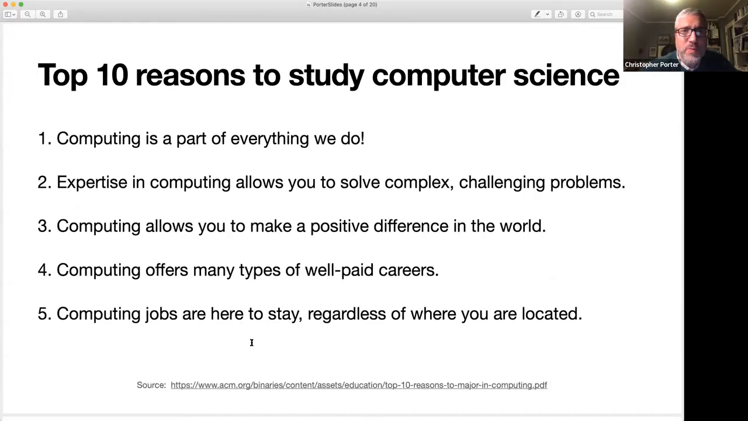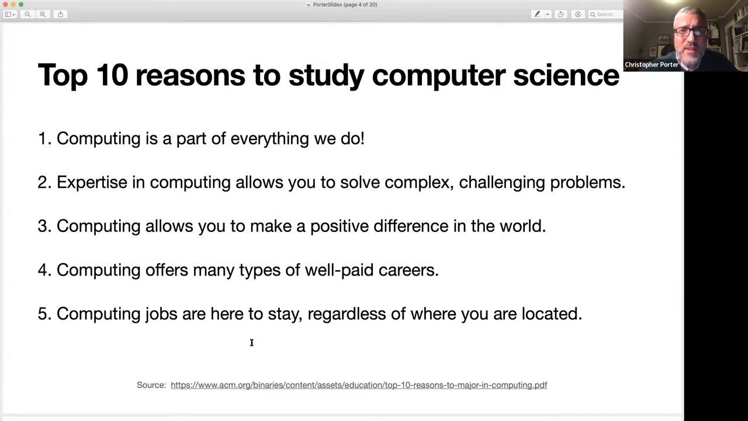I was thinking about what I would say to pitch why somebody might study computer science. And I found that the Association of Computing Machinery, which is the largest professional society for computer scientists, had a very nice list. So I thought I would share with you what that list is. And I think it's very convincing that computer science is such an important part of our world today.